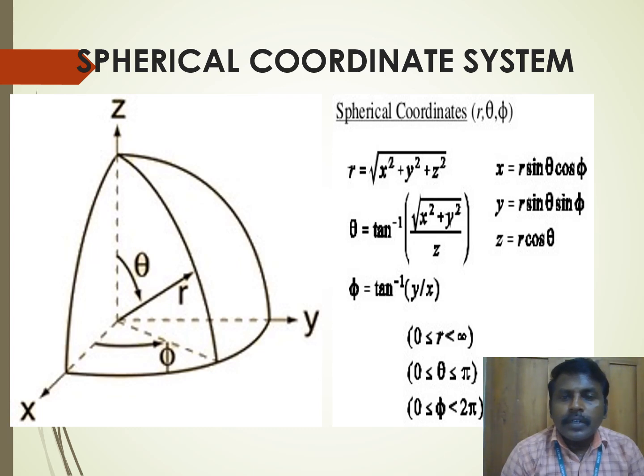The next one is the spherical coordinate system. In the spherical coordinate system, we have three parameters r, theta, phi, where r equals root of x square plus y square plus z square, x equals r sin theta cos phi, and theta equals tan inverse of root of x square plus y square by z, where y equals r sin theta sin phi, and finally phi equals tan inverse of y by x, and z equals r cos theta. Here the range of r is from 0 to infinity, theta is 0 to pi, and phi is 0 to 2 pi.